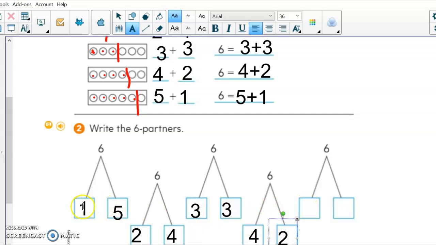Can you guess what the last one would be? We used 1, 2, 3, 4. If you said 5, you're right. 5 and 1. Very good.